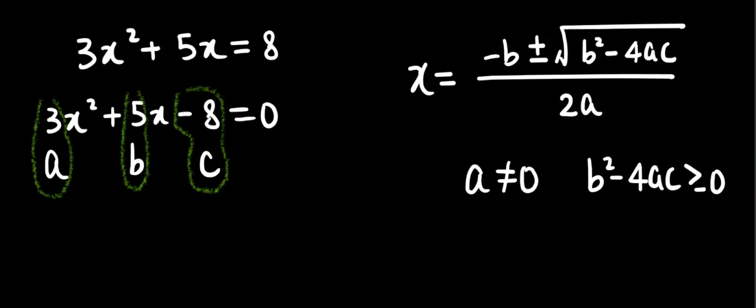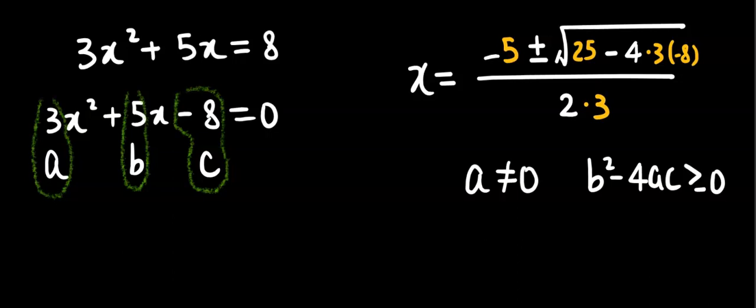Then all we need to do is use our quadratic formula. We can erase and put it in. So negative b is negative 5, plus or minus the square root of b squared, 5 squared, that's 25, minus 4 times a times c. A is 3, c is negative 8, over 2 times a. A is 3.